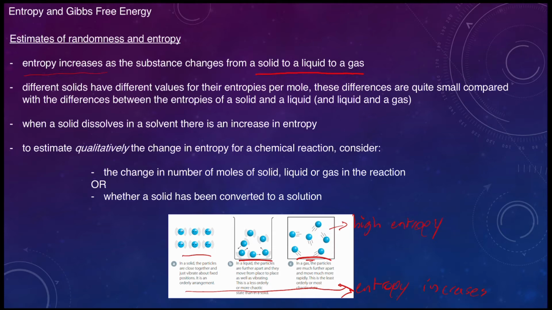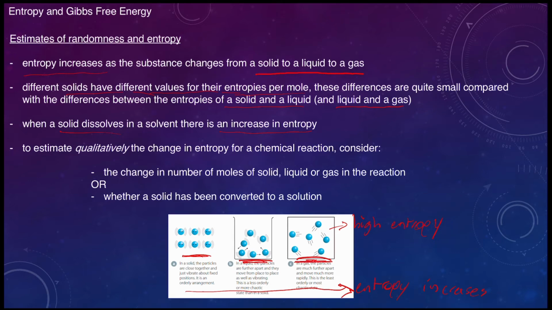Okay, different solids have different values for their entropies per mole, which we can look up. But these differences are quite small when compared to the differences between the entropies of a solid and a liquid, or if you were comparing a liquid to a gas. And when a solid dissolves in a solvent, there's an increase in entropy. This all goes back to this idea here of the levels of randomness and chaos in a solid, liquid, and a gas. Think about the particles and their motion.